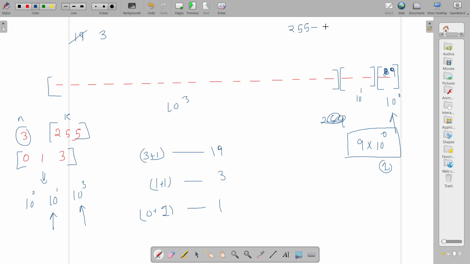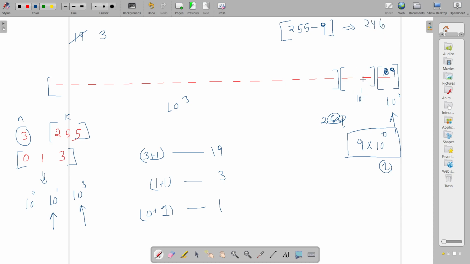nodes. So now I have to fill the boxes in such a way that the updated value of k is 255 minus 9, and I have to fill the remaining boxes as such. So 255 minus 9 is 246.